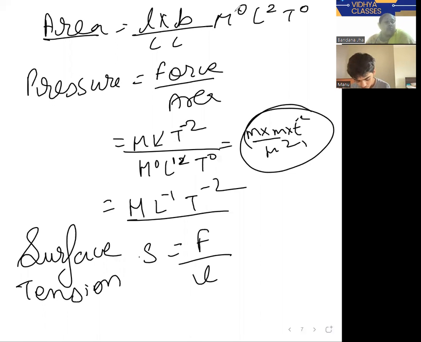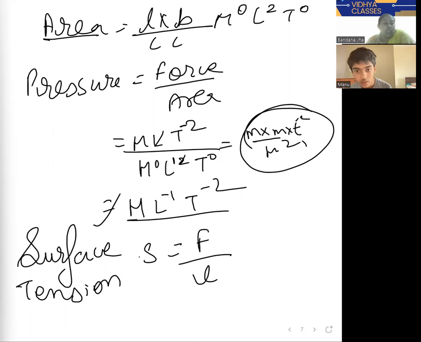Next, a formula containing exponential. If any equation is dimensionally correct, it may or may not be absolutely correct. If it is correct, maybe it is correct, maybe it is not. Understood? So these are the demerits of the dimension.